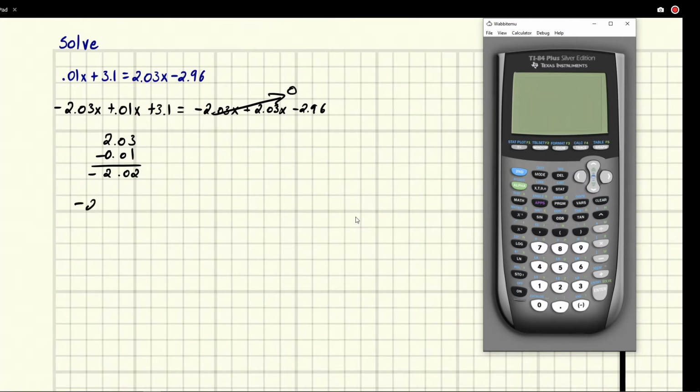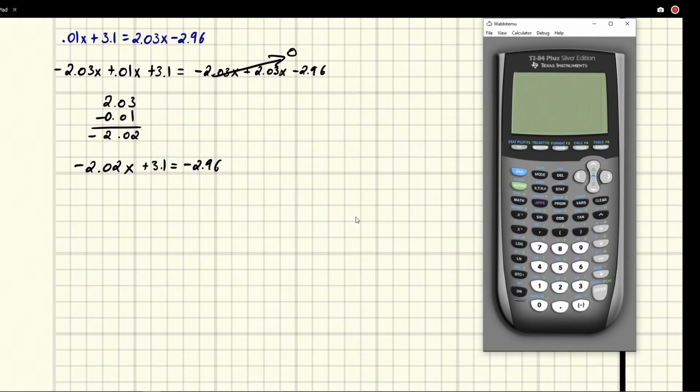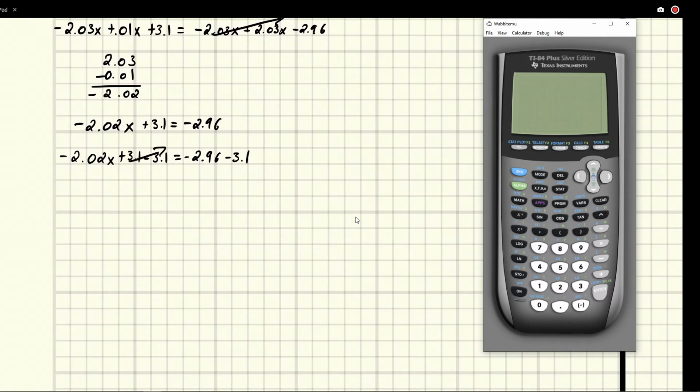So what we get is negative 2.02x. That's how many of x we have. And then we have plus 3.1 equals negative 2.96. So now we do a subtraction. So there's a positive 3.1 here. The opposite is to subtract it. So we do negative 2.02x plus 3.1 minus 3.1 is equal to negative 2.96 minus 3.1. These combine to make 0. And we get negative 2.02x is equal to negative 2.96 minus 3.1.